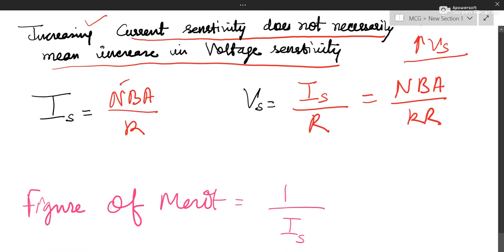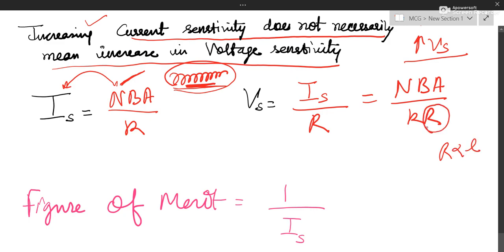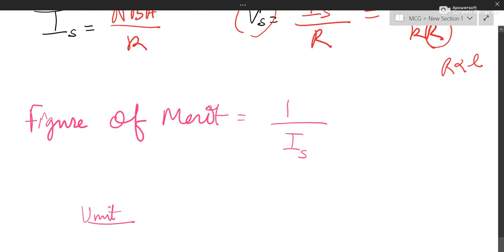So if somebody is increasing current sensitivity by increasing number of turns, then the current sensitivity will definitely increase. But because we are increasing number of turns, the length will also increase, and resistance is directly proportional to length. So R will increase, so voltage sensitivity may or may not increase. So this is how we'll cover this.